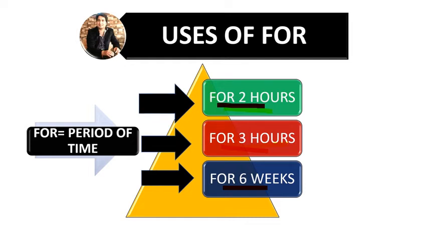For example, she has been driving the car for 2 hours. We have been sleeping for 3 hours. Like this, you can make thousands of sentences when there is clear-cut mention of a period. But when there is no mention of a period, at that time you can make use of since instead of for.